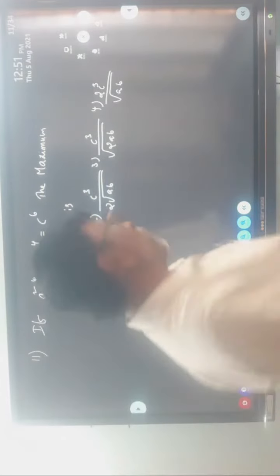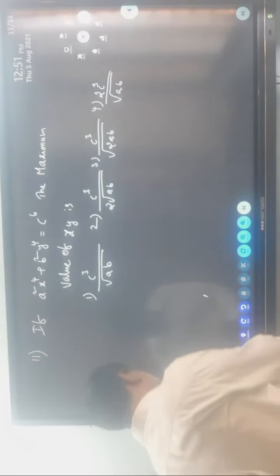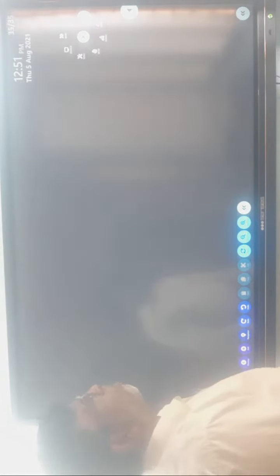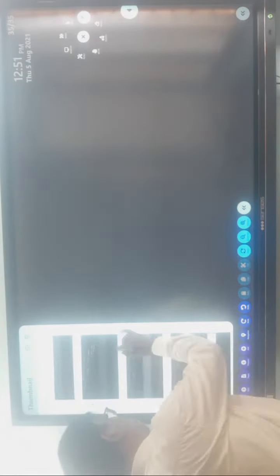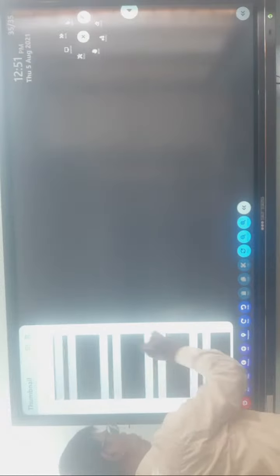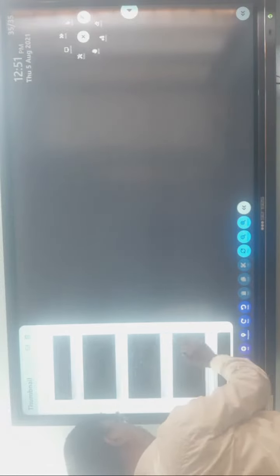What is maximum and minimum? I will explain that first. I am explaining the concepts one by one, so we are explaining the concepts first. What is meant by it?